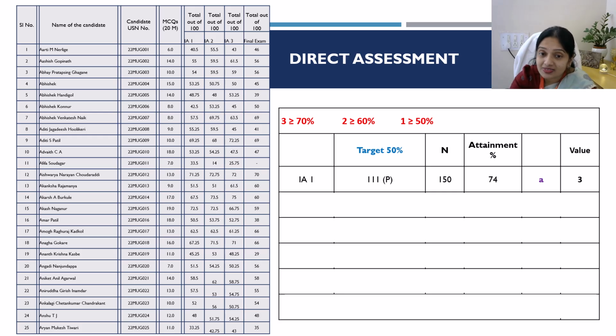If more than 60%, 2. More than 50% of students, 1. Here how much we got is 74. So A will be 3. Let us try to understand similarly IA2.